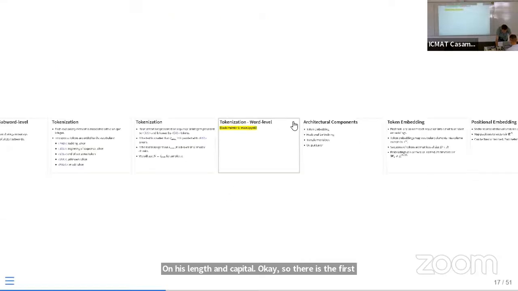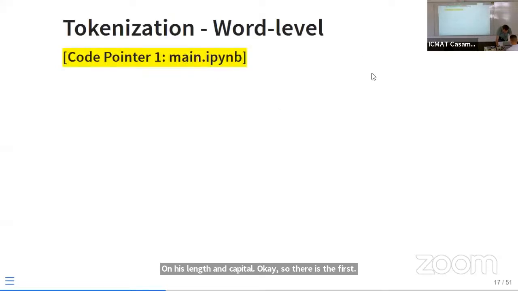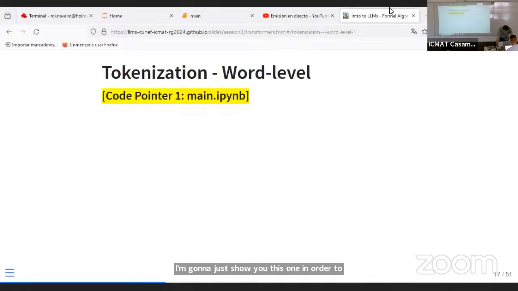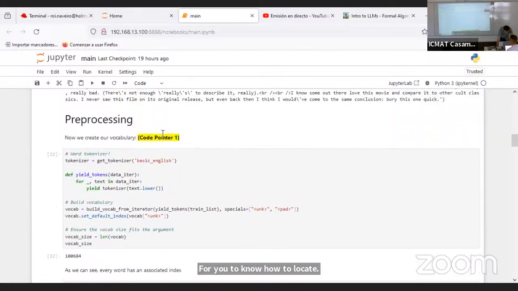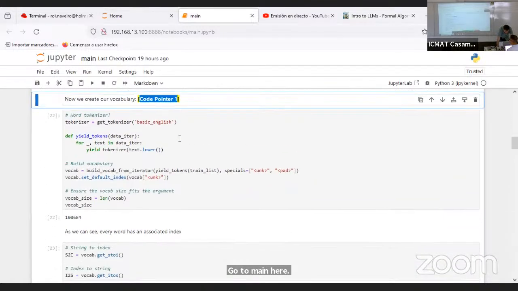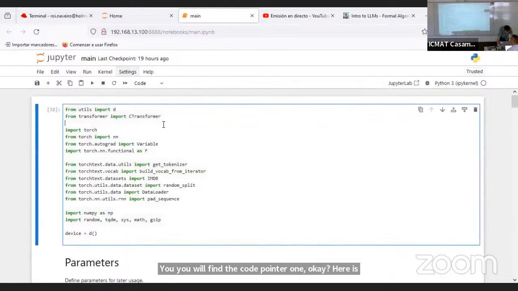I'm going to just show you this one in order for you to know how to locate it. Go to main here. You will find the code pointer 1, okay? Here is the part of the code, let me run this.